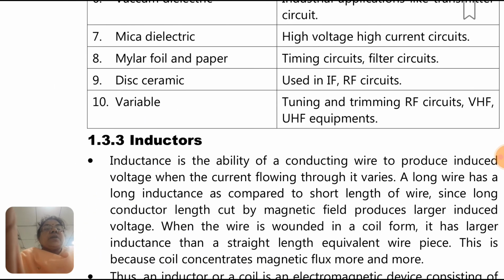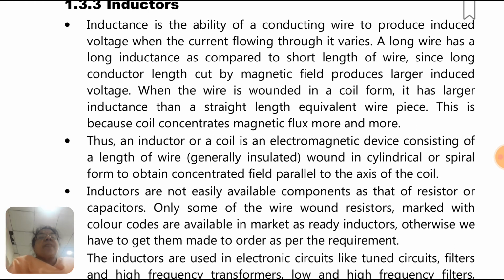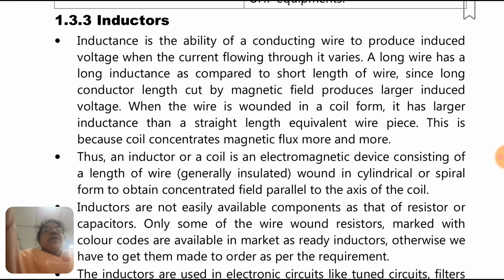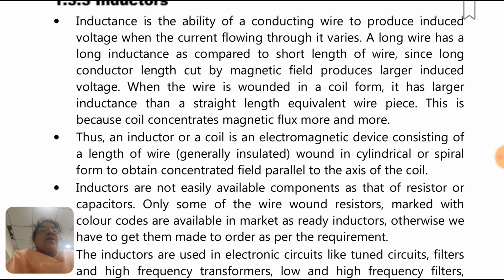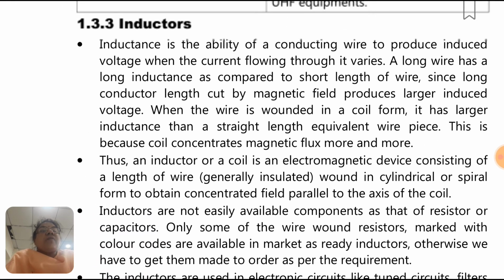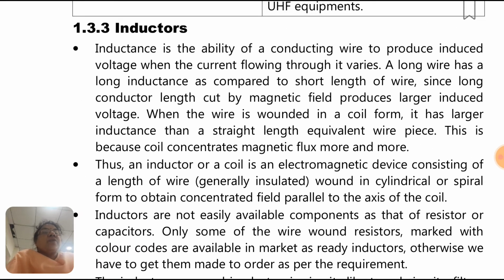Now we will see the introduction of inductance. Inductance is the ability of a conducting wire to produce the induced voltage when the current flowing through it varies. A long wire has a larger inductance as compared to a short length of wire. An inductor coil is an electromagnetic device consisting of a length of wire in cylindrical or spiral form to obtain a concentrated field.